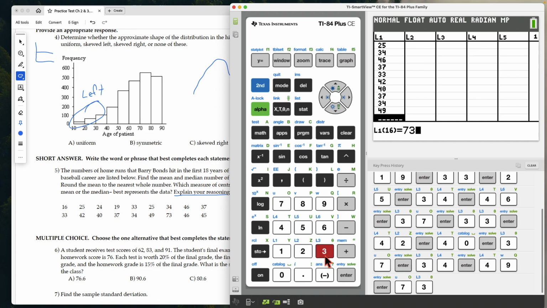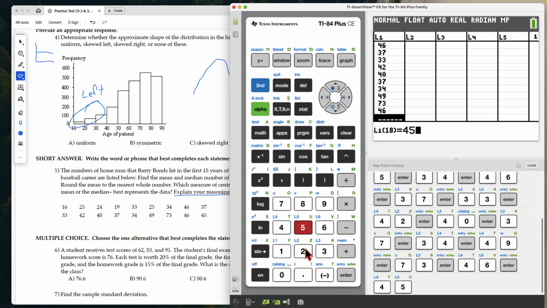Whoa, 73. See, that kind of scared me a bit. That's a big one. Maybe like an outlier. It's a lot bigger than all the others. I mean, it's like twice the size, right? Almost twice the size as most of the other ones. Certainly more than twice in some.